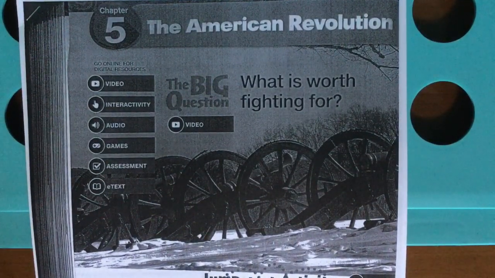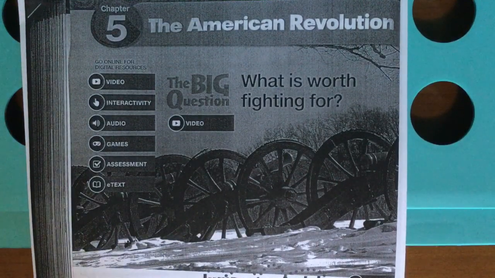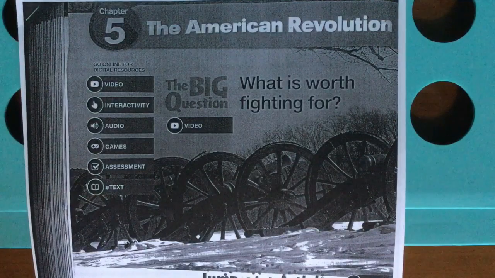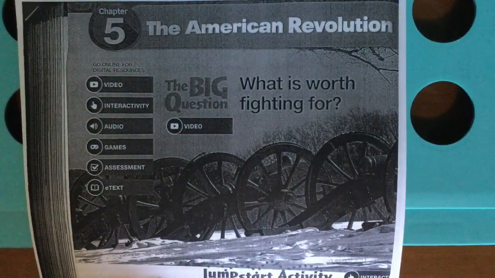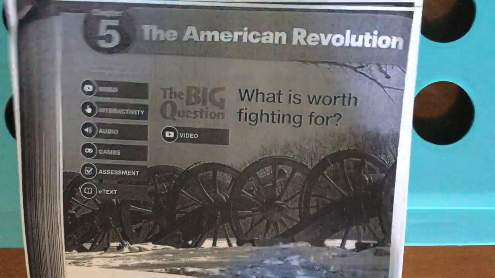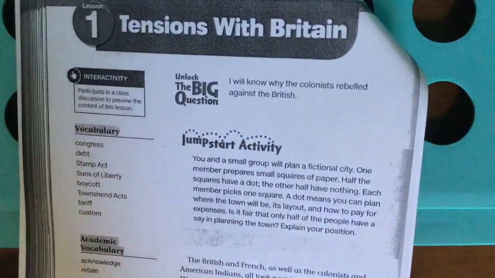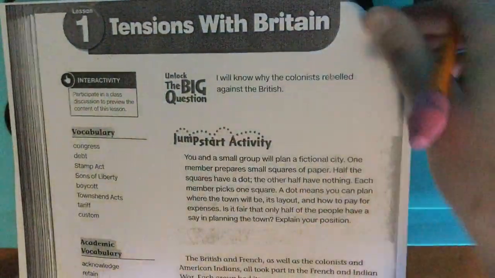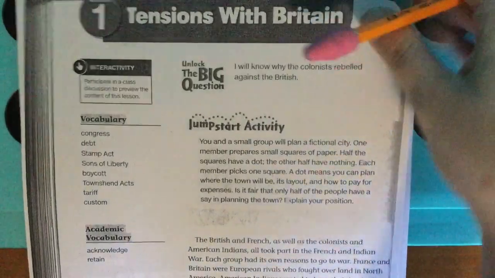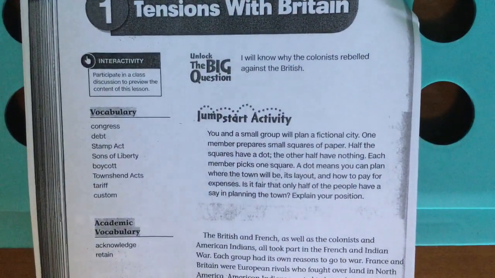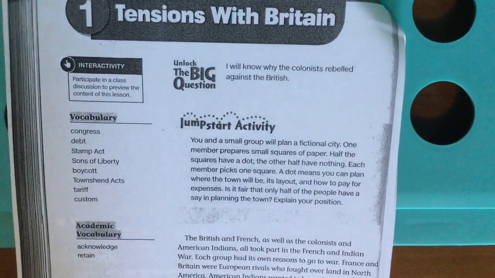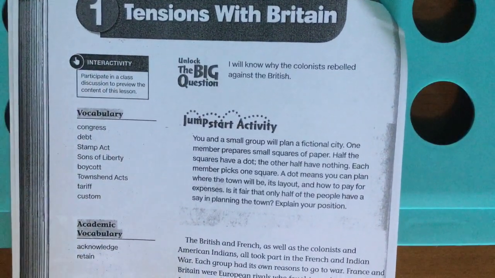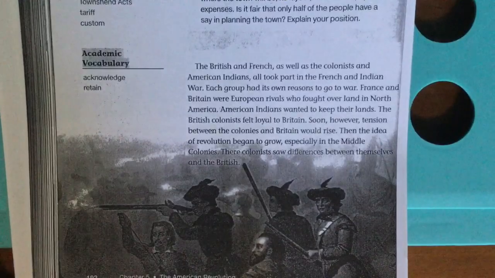So this is the start of one of the most important chapters that we do in social studies because it leads up to everything else that we get to. This is chapter 5, the American Revolution. Lesson 1 is called Tensions with Britain. In the last chapter we had wars with the Native Americans and the French, and everybody was fighting over this land. Now we're back to the colonists, and they have increasing tensions with Britain. Okay, let's get started.